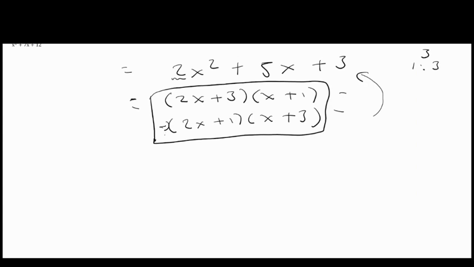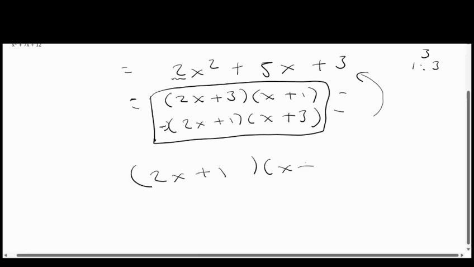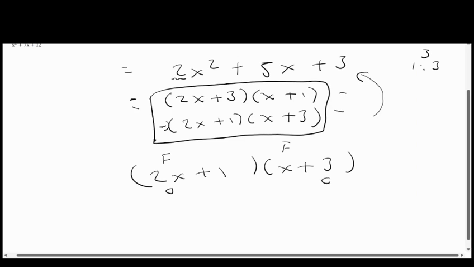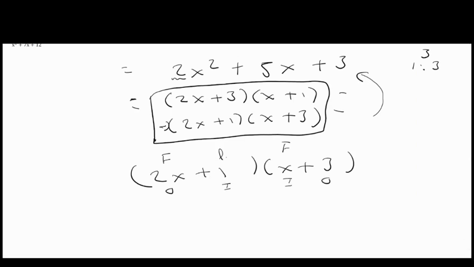Let's start with this one. 2x plus 1, x plus 3. Let's FOIL those. First, outers, inners, and lasts.